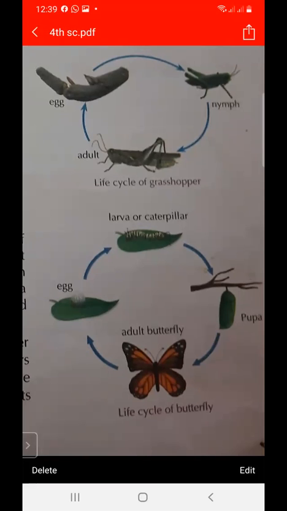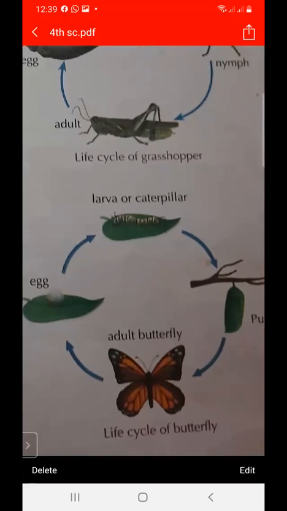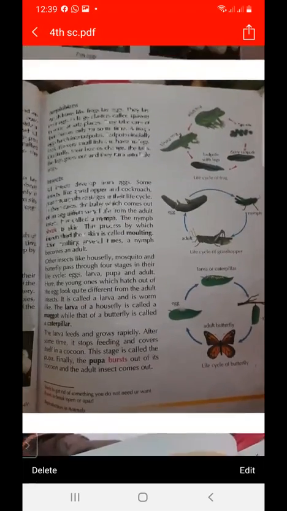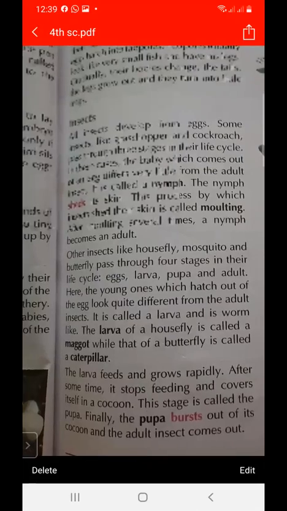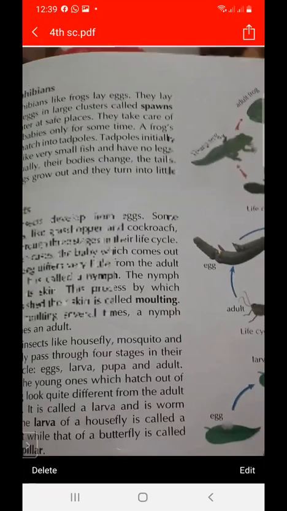Then this is called adult butterfly, and this is the life cycle of butterfly. So firstly, what do you mean by insect and what are amphibians?